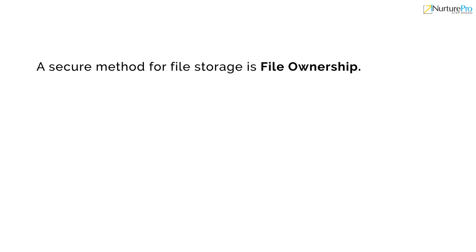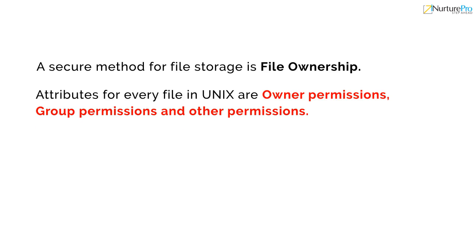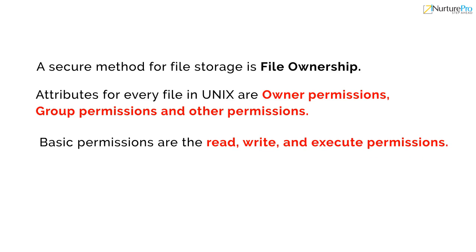The important component of Unix which provides a secure method for file storage is file ownership. The attributes for every file in Unix are owner permissions, group permissions, and other permissions. The permissions of a file are most important in Linux. The basic permissions are the read, write, and execute permissions. The directory access modes are listed and organized in the same way as any other file access modes are listed and organized.